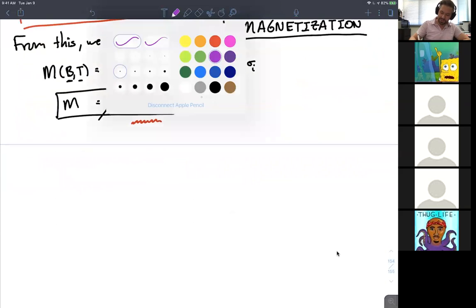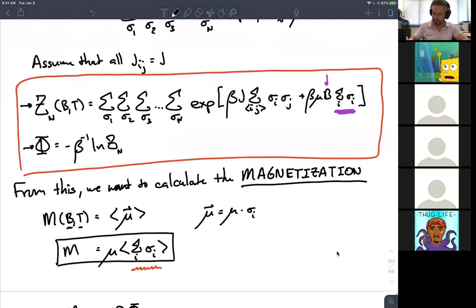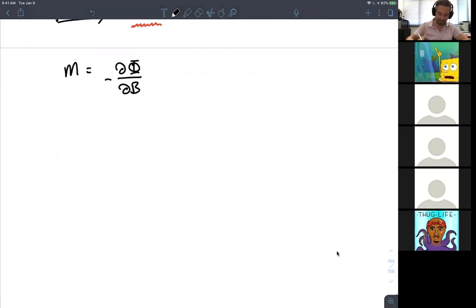Okay, so in other words, the magnetization, once you have the free energy, you just differentiate the free energy with respect to the magnetic field. When you differentiate the free energy with respect to magnetic field, that'll pull down this factor of sum over sigma i's, and then that is your expectation value. All right, so that's what we want to do. We calculate our free energy, differentiate with respect to the magnetic field, and that gives us the magnetization. Okay, straightforward enough.